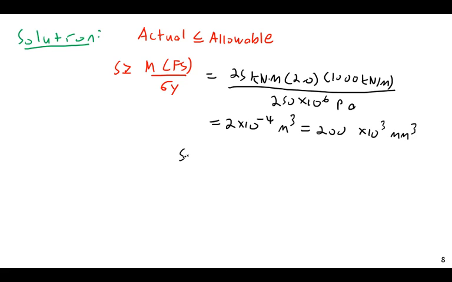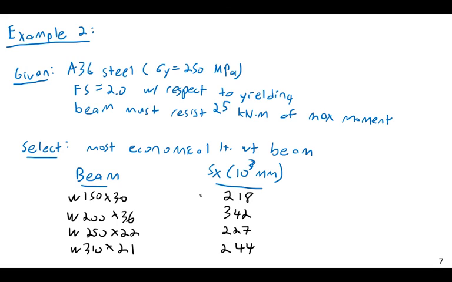So in other words, S is greater than or equal to 200 times 10 to the third millimeters cubed. And then we go back to our table and we say, so we need greater than 200. Well, looking at this, I'm going to select the lightest one, which to me looks like this.